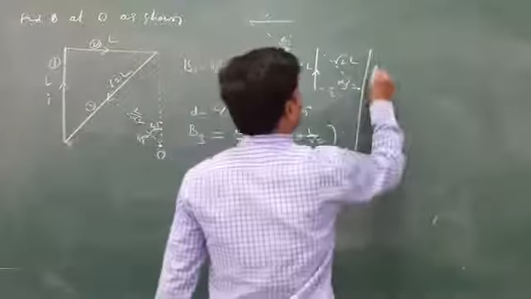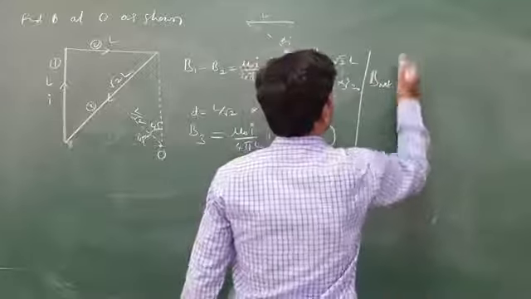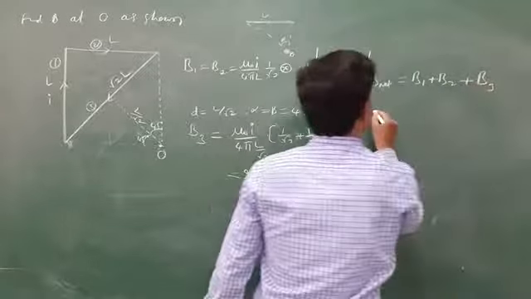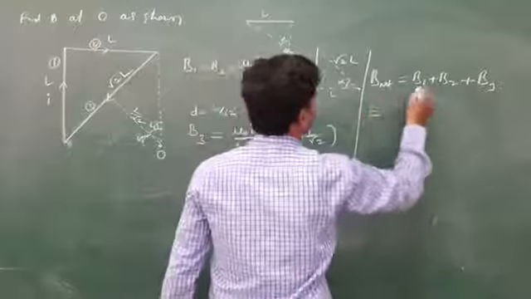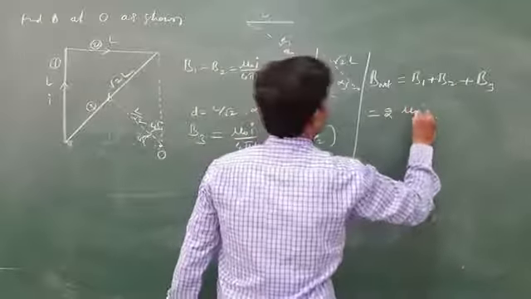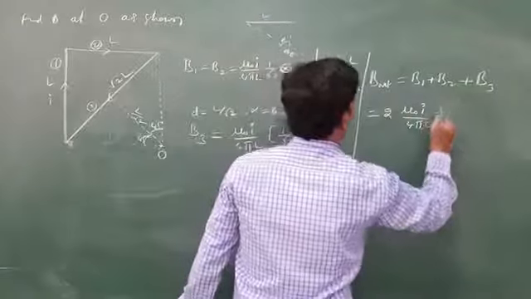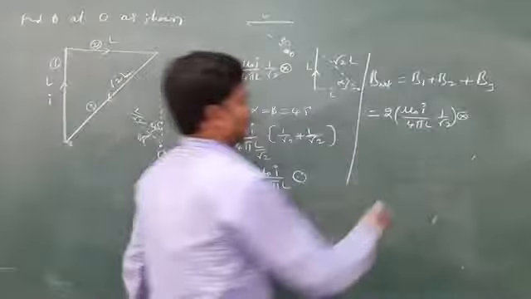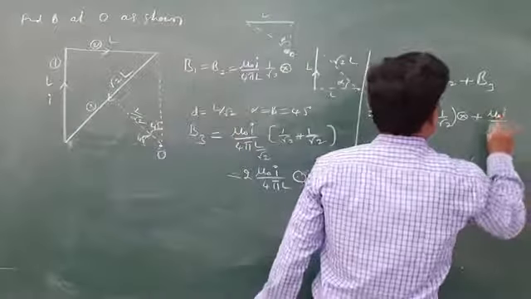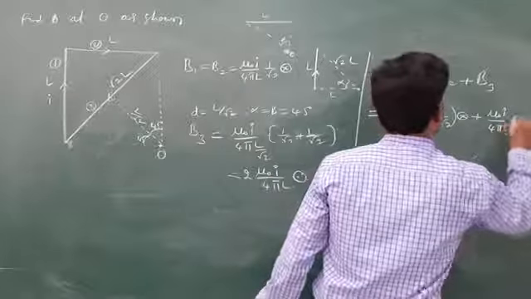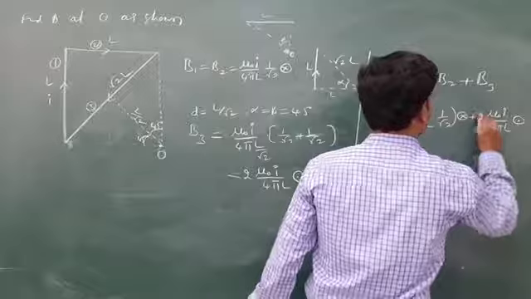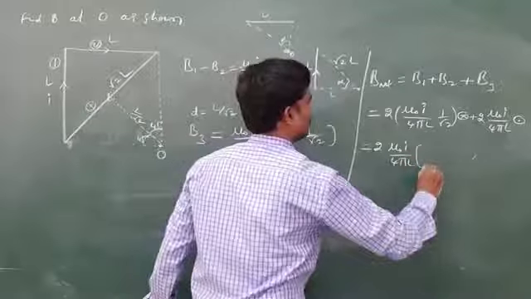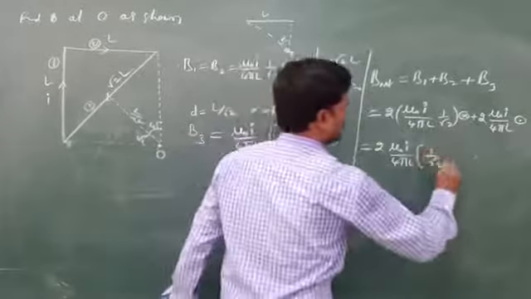Now the net field is B1 plus B2 plus B3. What is B1? B1, B2 are same, so let me write 2 times mu naught I by 4 pi L, 1 by root 2, into the board, plus mu naught I by 4 pi L and 2 times. So everywhere 2 is common, and mu naught I by 4 pi L is common, so you will get 1 by root 2.